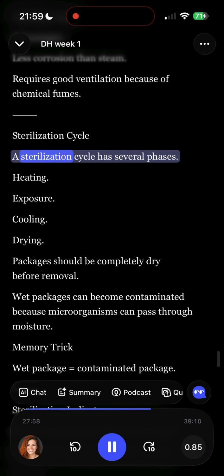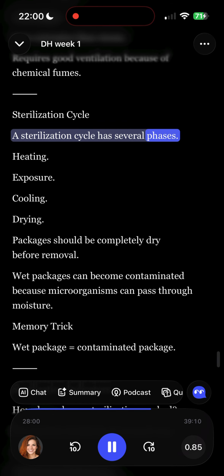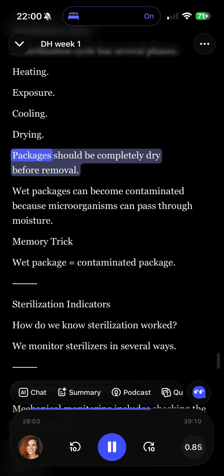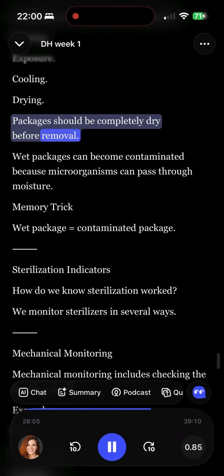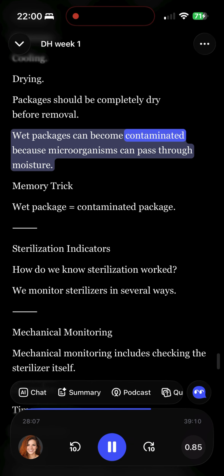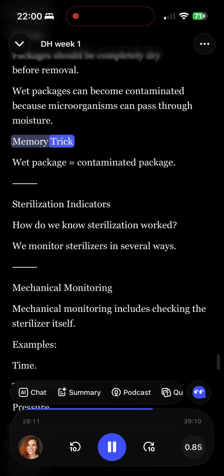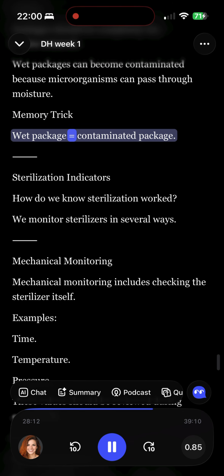Sterilization cycle. A sterilization cycle has several phases: heating, exposure, cooling, drying. Packages should be completely dry before removal. Wet packages can become contaminated because microorganisms can pass through moisture. Memory trick: wet package equals contaminated package.